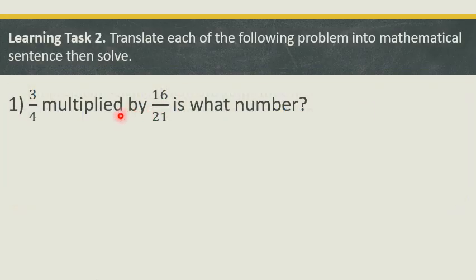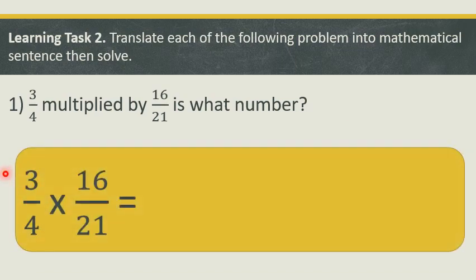So, dito, translate ulit natin siya. Okay, so magiging ganyan siya. So, 3/4 multiplied by 16/21 is what number? So, solve natin siya. So, since ang 3 and 21 ay may common factor, pwede siyang i-divide sa 3. So, ang 3 divided by 3 is 1. Ang 21 divided by 3 is 7. So, ito namang 4 at 16 ay pwedeng i-divide sa 4. So, 4 divided by 4 is 1. 16 divided by 4 is 4.